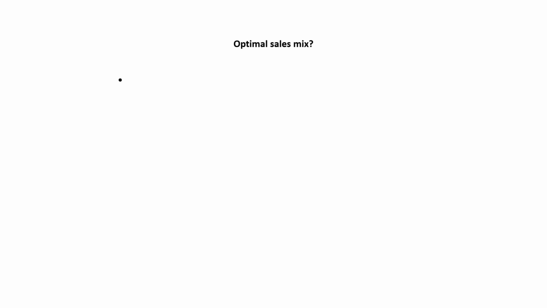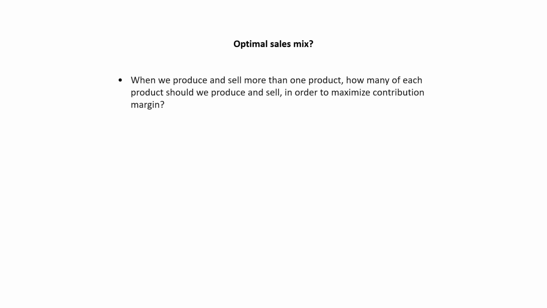When a business produces more than one product, it needs to determine the optimal sales mix, that is, how much of each product to produce in order to maximize contribution margin. This decision is complicated when we have a limited or constrained resource. This is a resource that we run out of first.